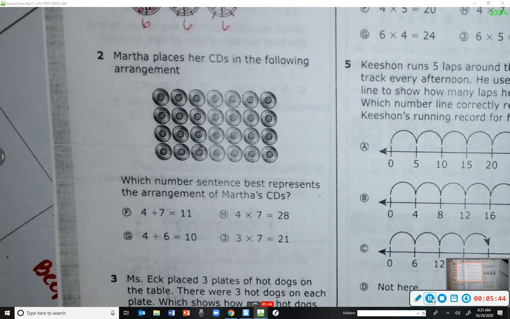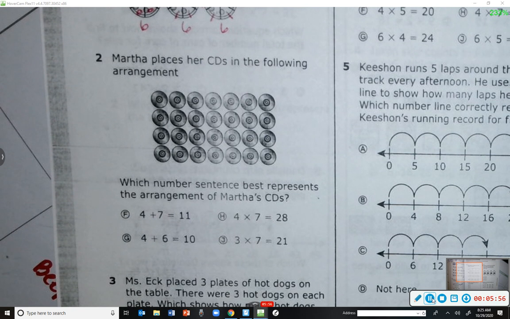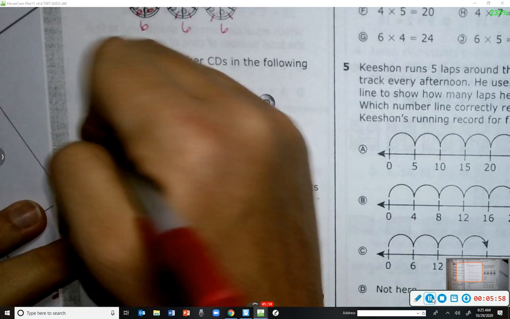Okay. Number 2 says Martha places her CDs in the following arrangement. Which number sentence best represents the arrangement of Martha's CDs? What does this look like? What do we call this? Bryson? An array. An array. Good.